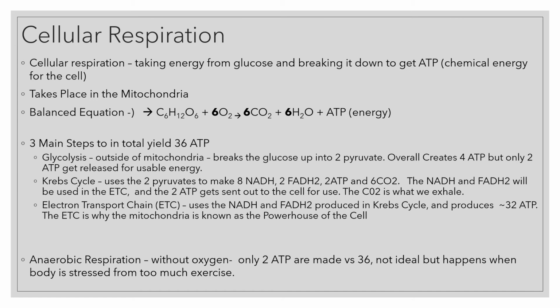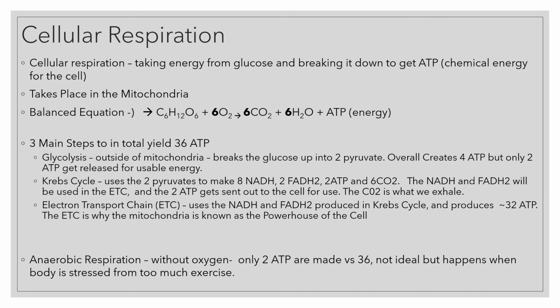So once the pyruvates are now small enough to fit into the mitochondria, it goes through the Krebs cycle. And this uses the 2 pyruvates to make 8 NADHs, 2 FADH2, and just 2 little measly ATPs. This is also where we get our byproduct of CO2. Okay, so the NADH and the FADH2 will be used in the electron transport chain, and then the 2 ATPs get sent out of the cell for use. So the Krebs cycle takes in the pyruvates, makes a bunch of energy, but only 2 ATP gets sent out to the cell for use.